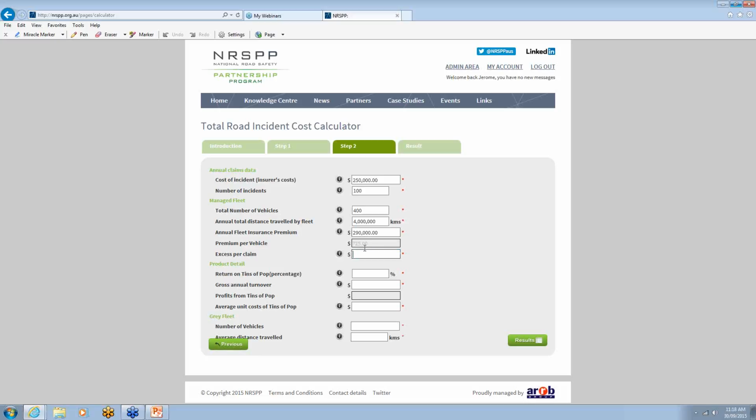Excellent. What's your excess on your insurance? $500. Okay. You'll see there on the screen, folks, that it automatically does a very simple bit of arithmetic and comes up with a premium per vehicle. That's important because you can then monitor each year because your fleet will grow or diminish. And so just monitoring what your insurance cost per vehicle is each year is a good benchmark.